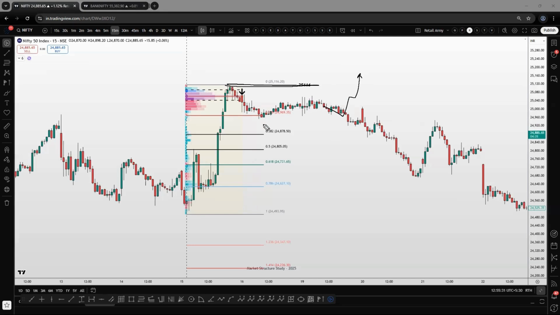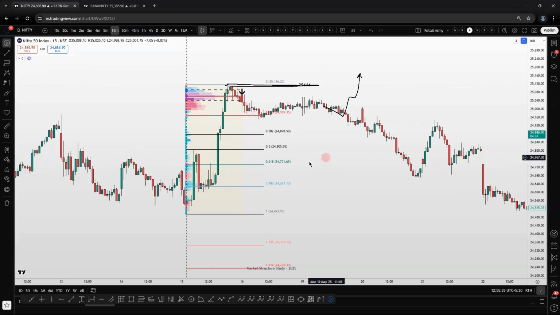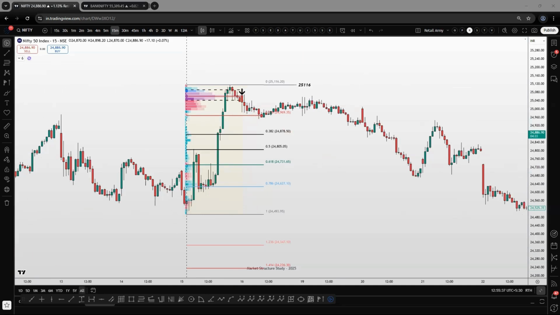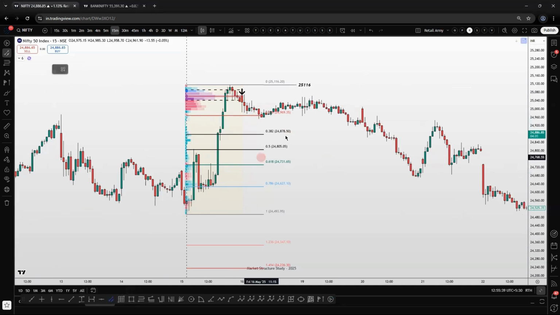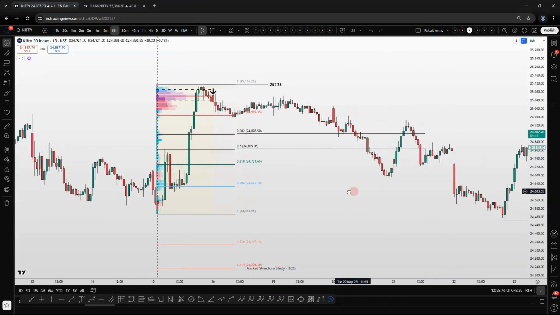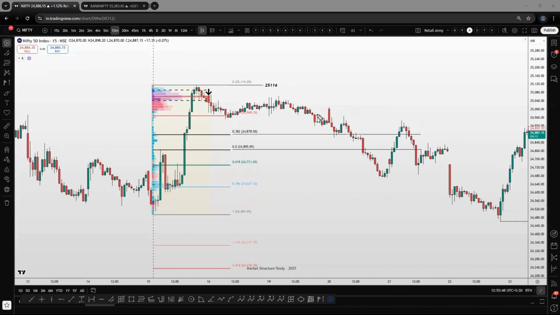Second option, what did we have? If the market does not do that and real bears have entered the market, the second option we had was the 38 to 50% zone. This is the zone of continuation. If the market wants to continue the up move, it has to sustain above this zone. What did the market do? As soon as it broke down, we understood that our target becomes this swing low.